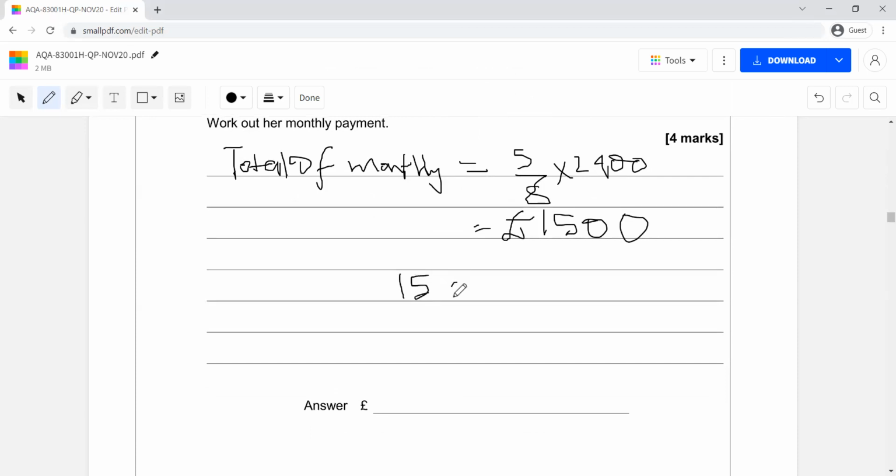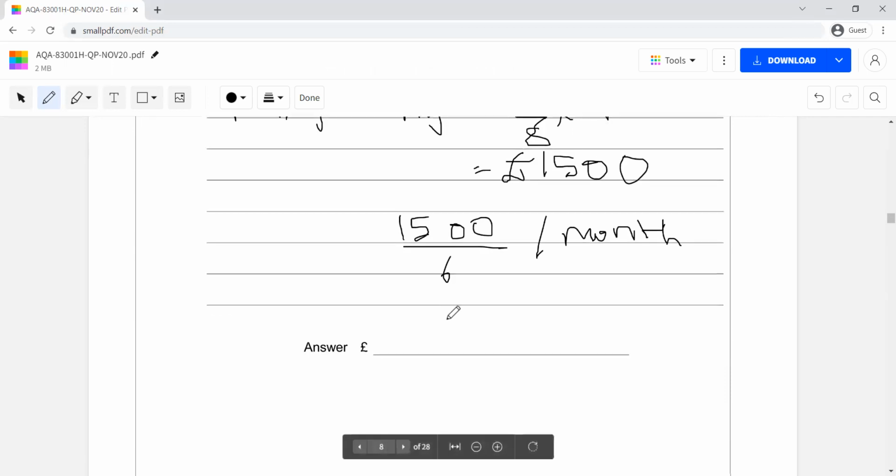So each month he pays 1,500 over 6 per month, because they're equal. So this is equal to £250.